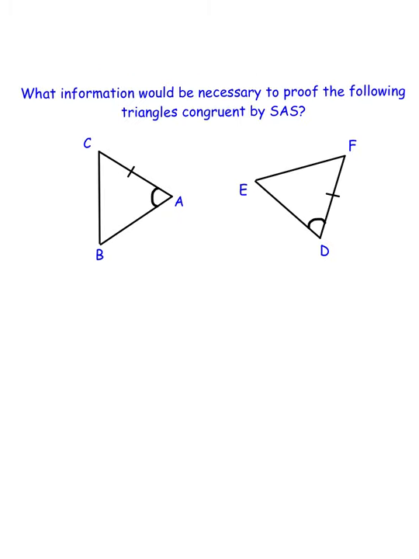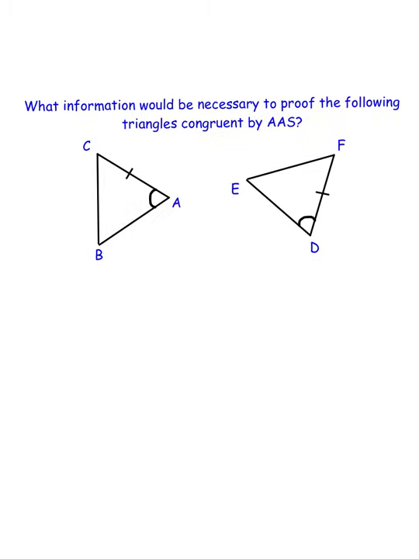Now it says, what information would be necessary to prove the following triangles congruent by side, angle, side? So I have a side here, I have an angle, now I need another side. Look at the second picture. Here's a side, here's an angle, I need this side. So the information would be that AB is congruent to ED, or DE.